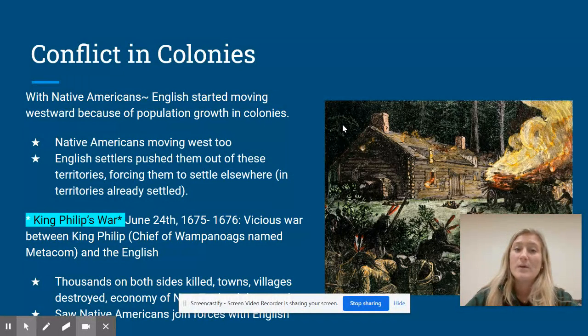Native Americans were moving west as well. And there became this dispute because Native Americans were being pushed out of their homeland and being forced to settle elsewhere and try to settle in territories that were also already lived in.